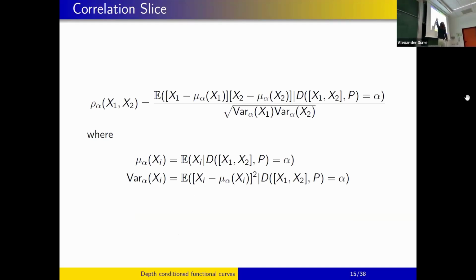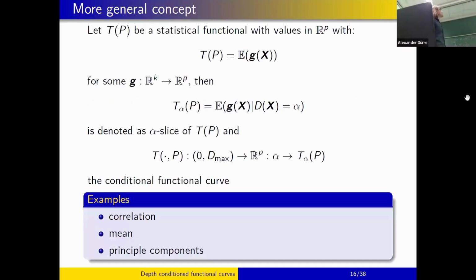So here we compute the conditional covariance. This is how you write a covariance, conditioned on the data depth being at a given level, and you divide, like for a correlation, by the conditional variances. And this gives you a measure of dependence. So we do this.